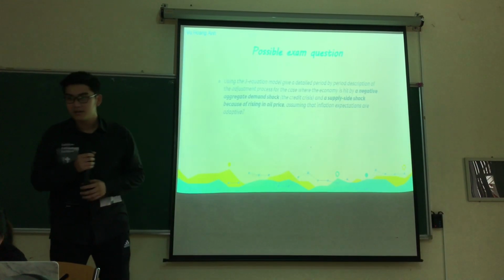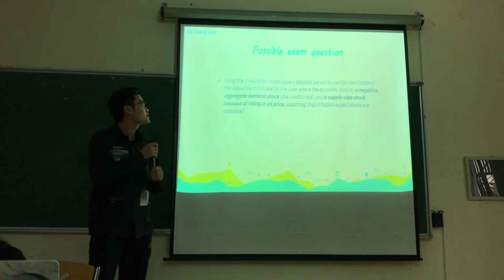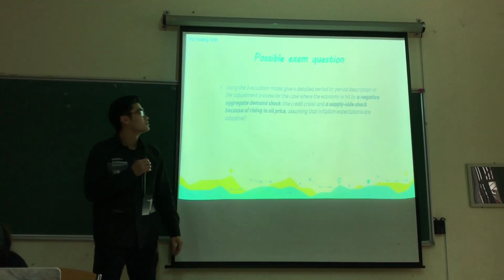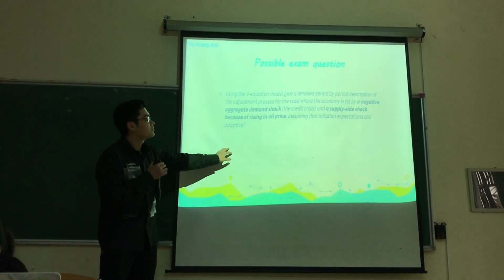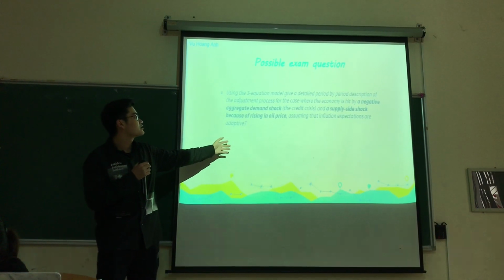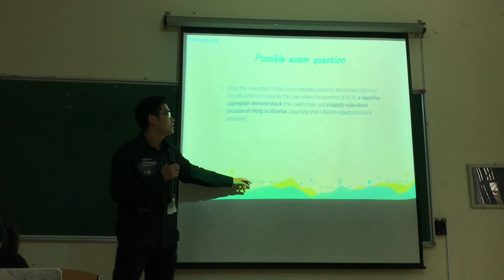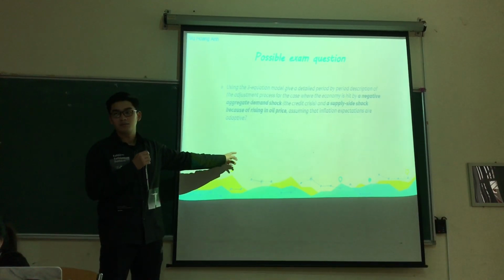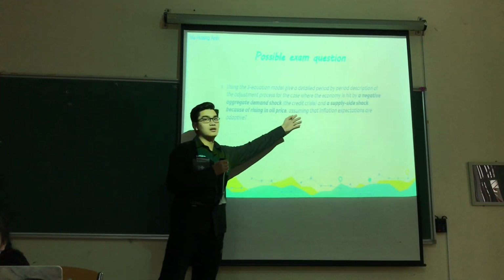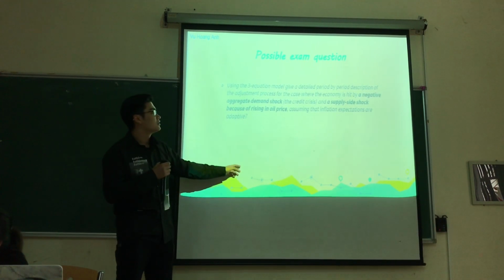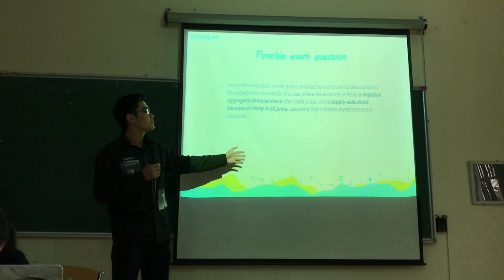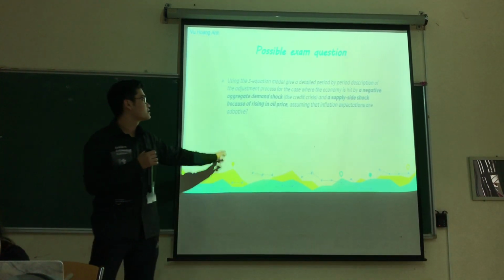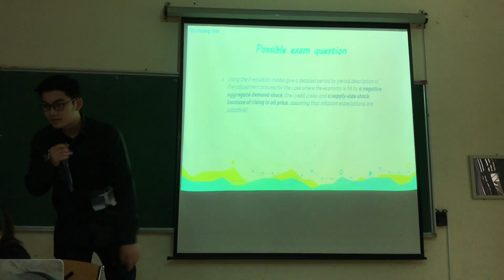Next slide, please. In the second question, we must use the three equation model to give a detailed period by period description of the adjustment process of the central bank where the economy is hit by a negative aggregate demand shock, which is the credit crisis in 2008, and a supply side shock because of rising oil prices. In the two cases, I also have the answer for each case.